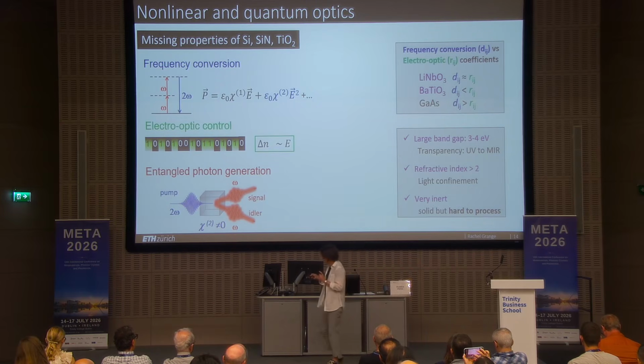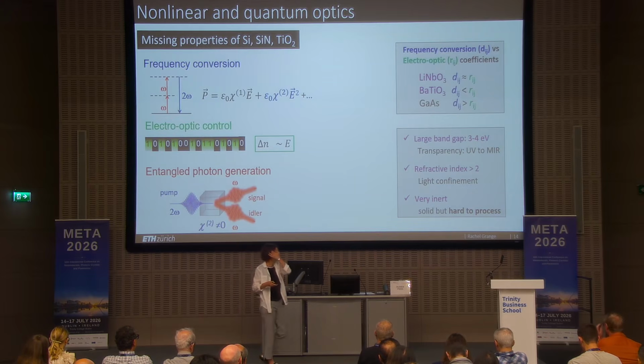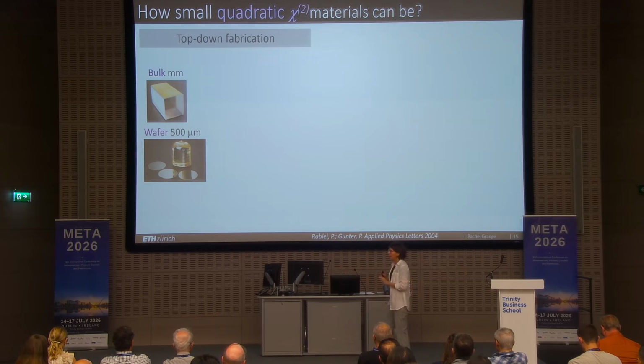And the other properties that are available here are the large band gap for lithium niobate and barium titanate, 3 to 4 electron volt, from the UV to the mid-infrared. The refractive index slightly above 2, so this is enough to have a good confinement. And they are very inert, right? Those two materials are oxides, so they are difficult to etch, which means that the fabrication process is hard, but possible.